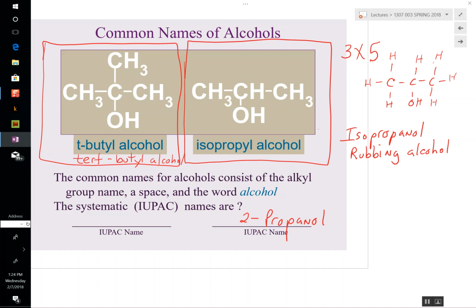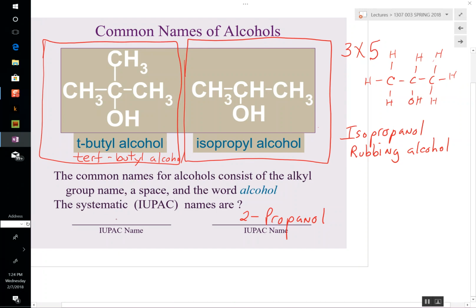Okay, IUPAC name. What's the longest chain? 3. So what's the parent name? Propanol. 2 what? 2-methyl. It's a substituent. 2-propanol. All right? You can see the 2-propanol in there, but we replace that hydrogen with a methyl group. So now it's 2-methyl-2-propanol.